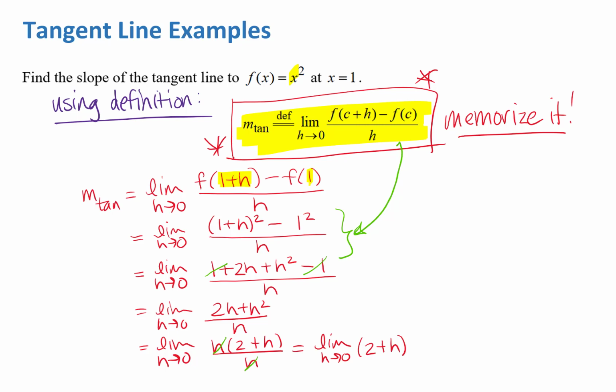And it's a polynomial, so I can just use a substitution shortcut to go ahead and evaluate that limit. And so I get 2. All right, all that work to get 2. A couple of important things.